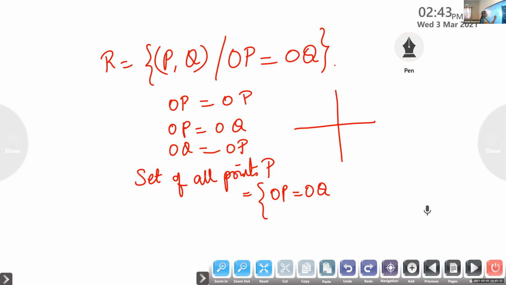OP is equal to OQ means what you will get? If you draw the circle, suppose this is the origin, P is a point, Q. OP is equal to OQ means when you join such points, what you will get? You will be getting the circle. The distance is the same. It is the collection of points which are at equal distance from the center O. P and Q are at equal distances. If you collect such points, we will be getting a circle.